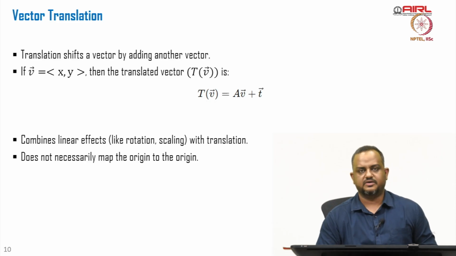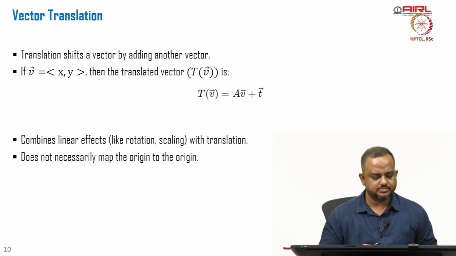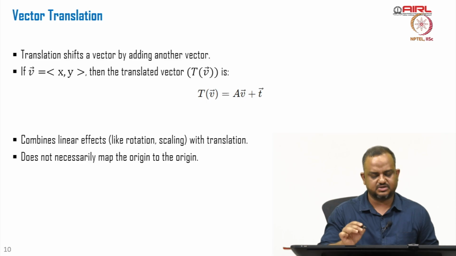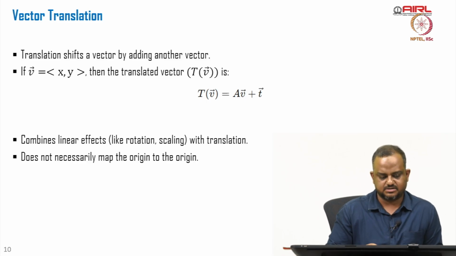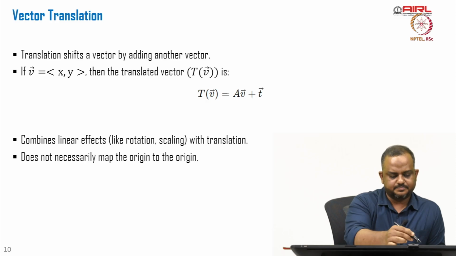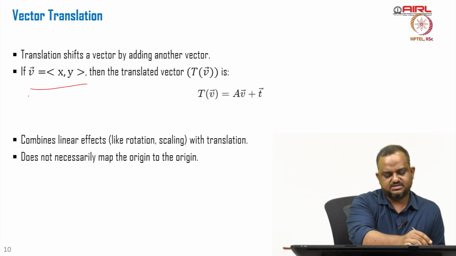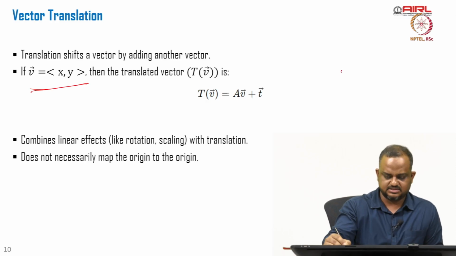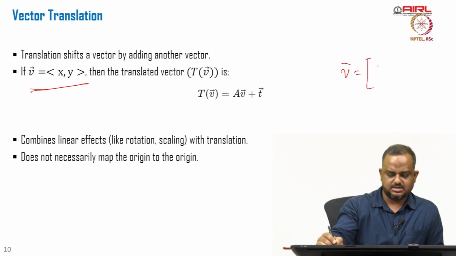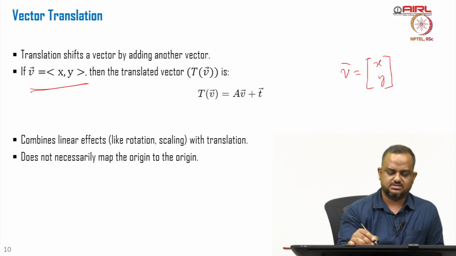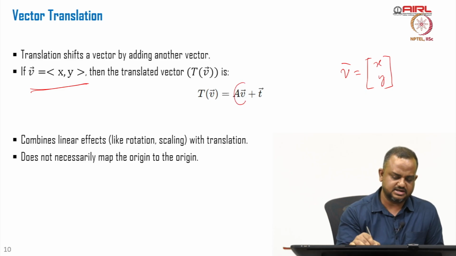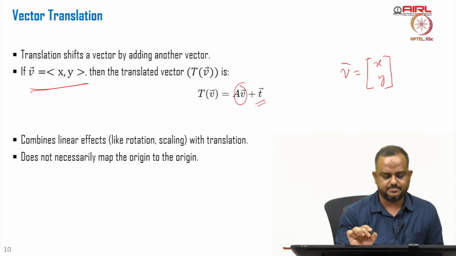Now comes vector translation in 2D. In general, we will be showing first what the representation is. So translation shifts a vector by adding another vector. Now if a vector v is given as x and y, when we translate it, it will be something like this. There will be a linear transformation and then there will be one added term.